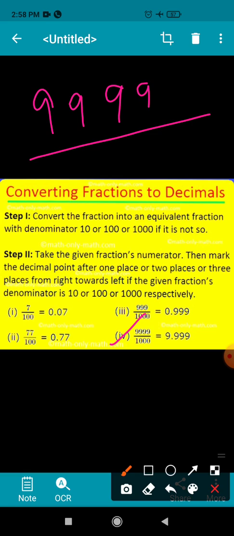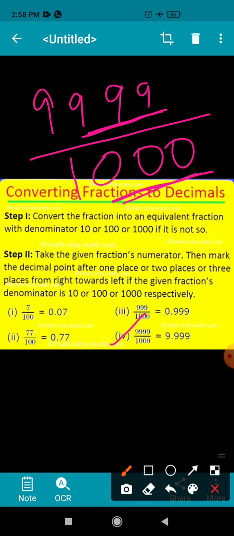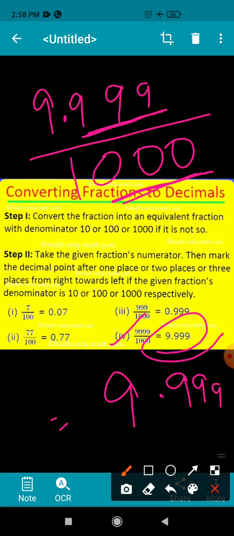And children, in fourth example, you can see numerator is 9999 and the denominator is 1000. Here 3 zeros are there. So you will separate 3 digits and put point before this. So the answer will be 9.999. Here you can see. Children, hope you all have understood.